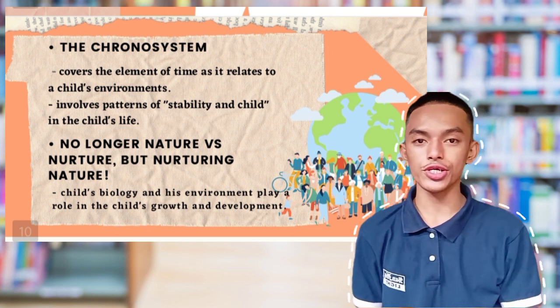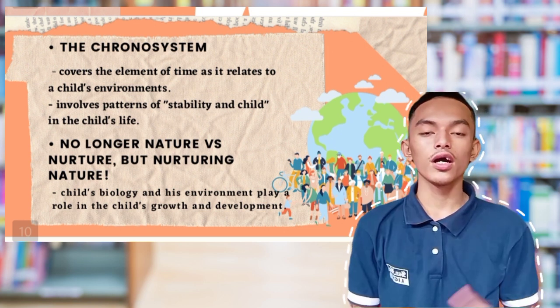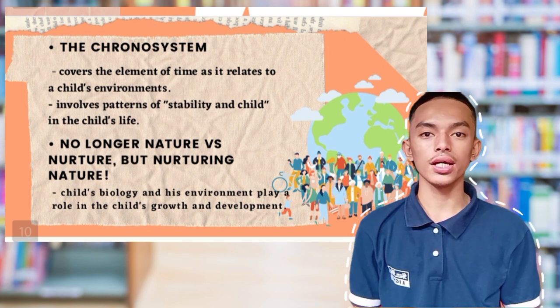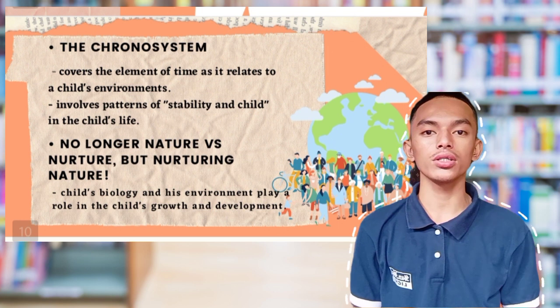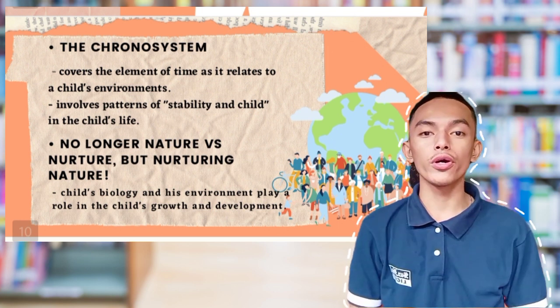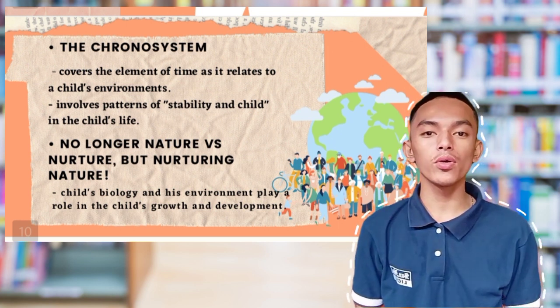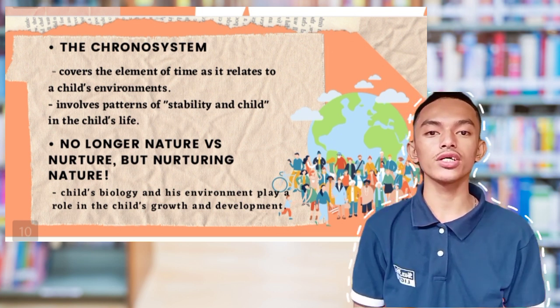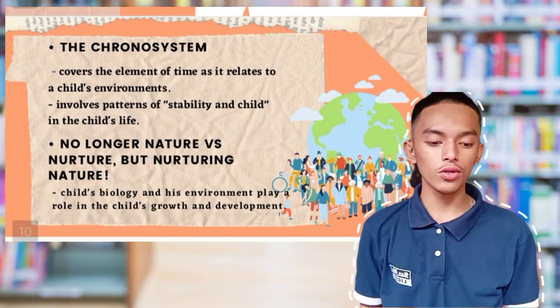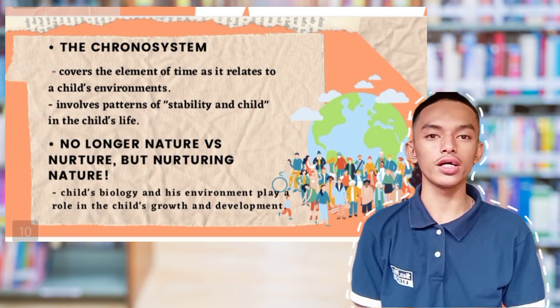It has been debated for decades which has more impact on a child's development. Is it nature or nurture? Another way of putting it is: is it heredity or environment that influences child development more? More and more research now points out that both a child's biology and his environment play a role in the child's growth and development. And I guess the long debate may be coming to an end.